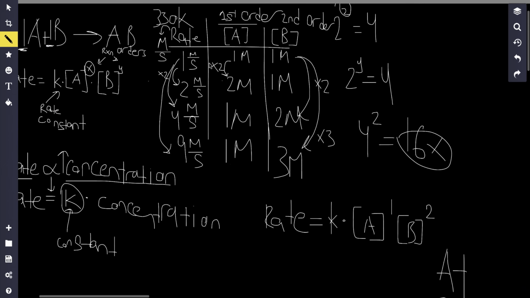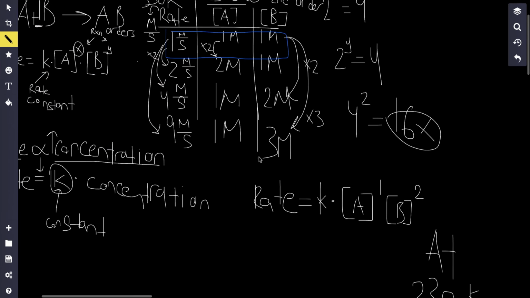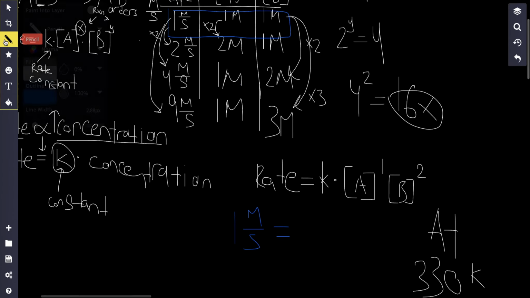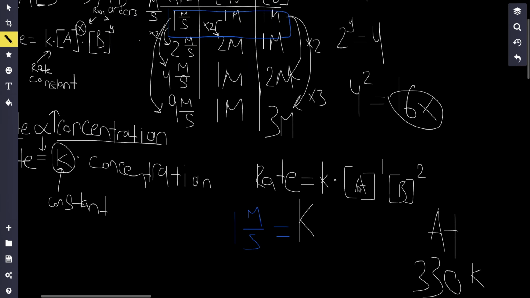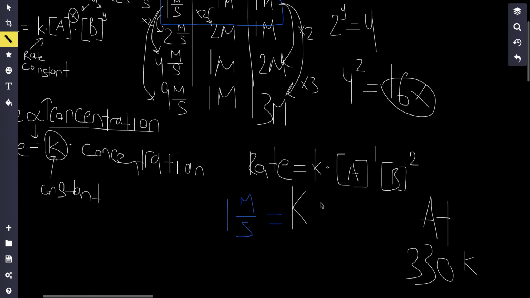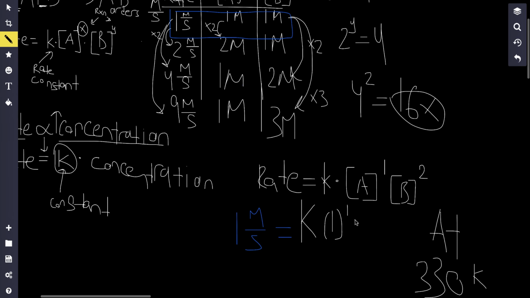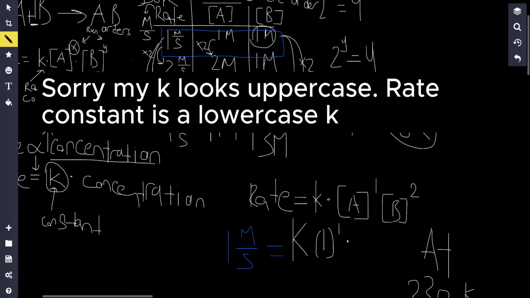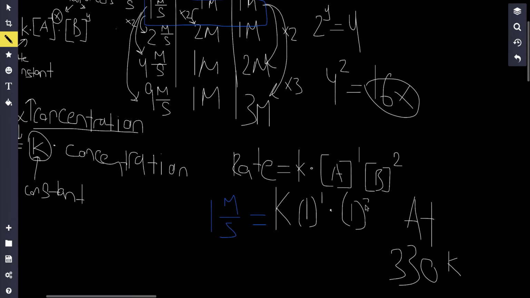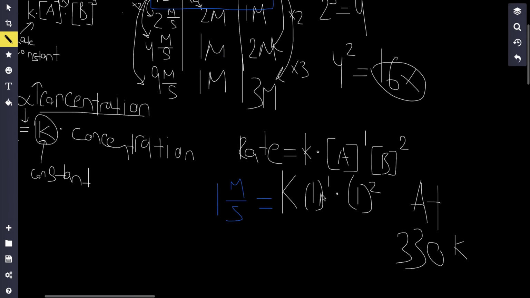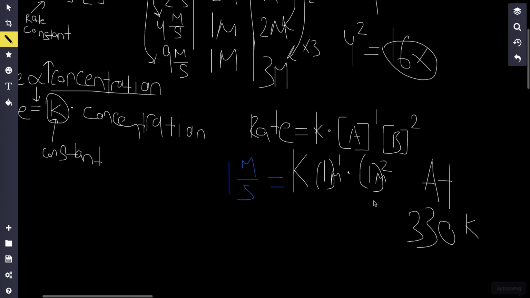Now, we can actually solve for the rate constant. We can use the data from our table to solve for it. Let's just look at this row right over here. When the rate of our reaction is 1 molar per second, this is going to be equal to k. The concentration of A in this case is 1 molar, so it's going to be 1 to the first power, multiplied by the concentration of B to the second power. The concentration of B at that moment is also 1 molar, to the second power.